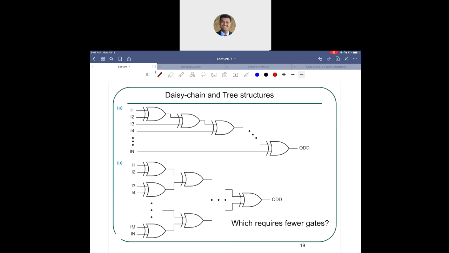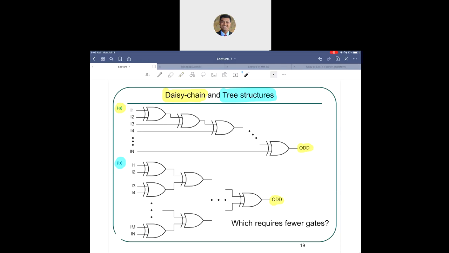Now we can connect exclusive OR gates in a daisy chain or a tree structure. And we are doing this, say, for example, to generate an odd parity. So I need to talk about what odd parity is and also what a daisy chain is and what a tree structure is. So what is a tree structure? B is a tree structure. A is a daisy chain.